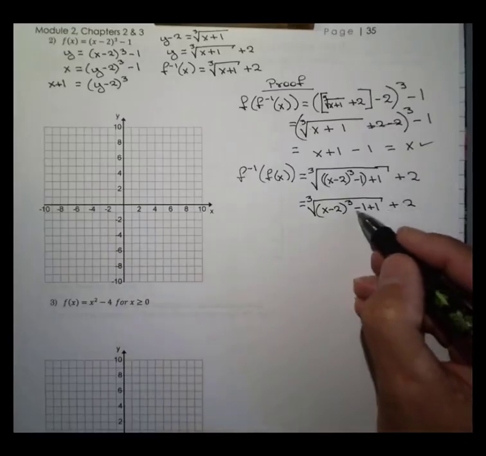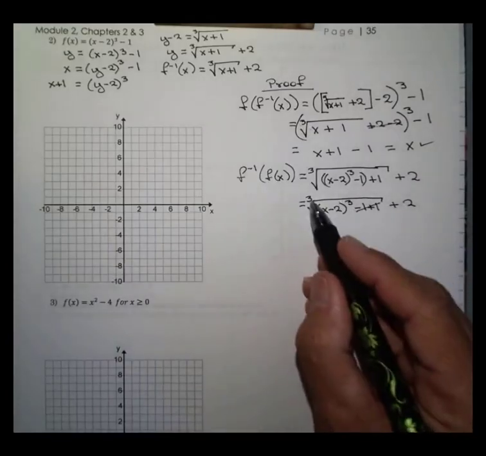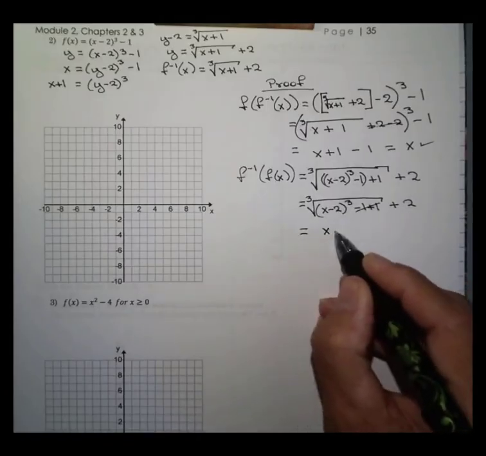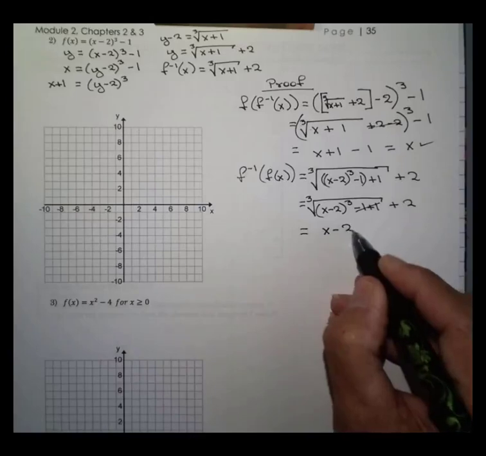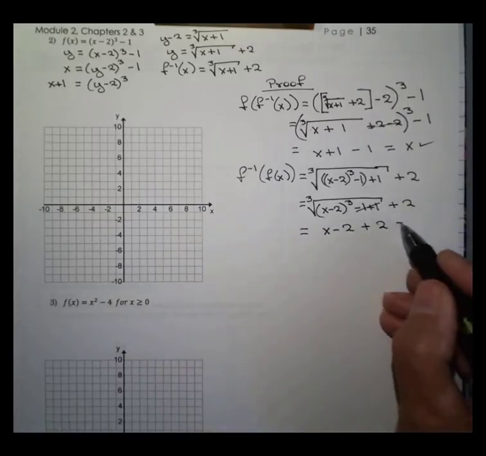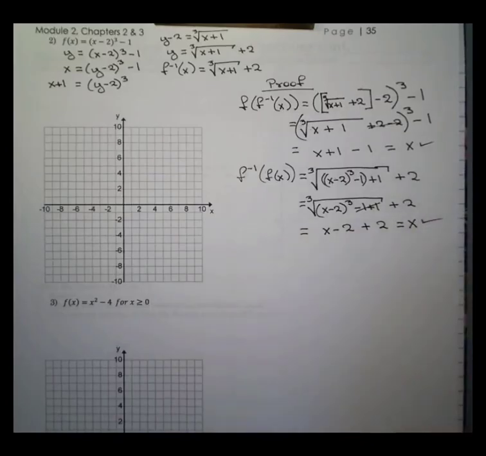So what's going to happen? Minus 1 plus 1 cancels. I'm going to take the cube root of something that's cubed. So all I have is I got rid of the radical and I got rid of the exponent, didn't I? And of course, x minus 2 plus 2 is just x. So they both check out. That's the proof. Now, how do we graph them?